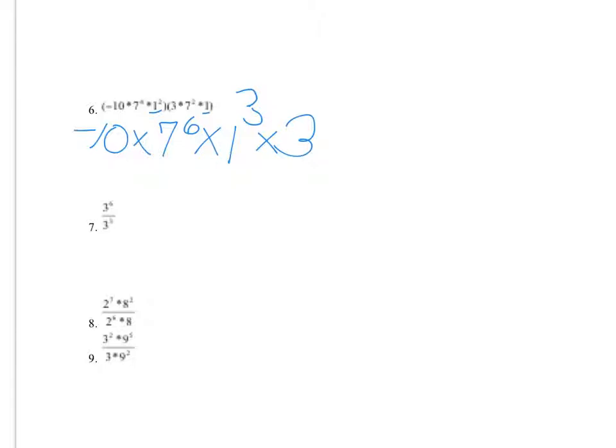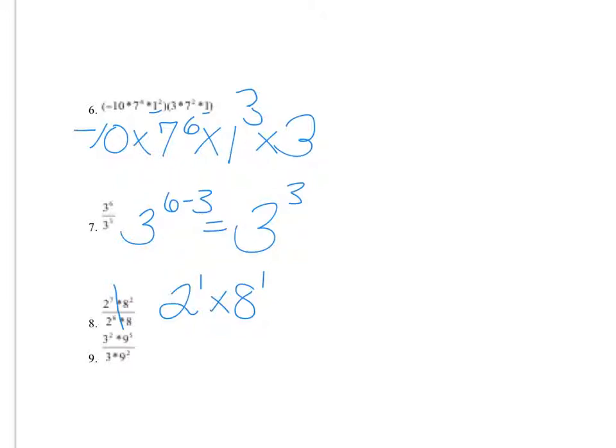7's the first time we see that fraction bar where we're going to be subtracting. So 3 to the 6 minus 3, that's 3 to the 3rd power. 8, look at 8 as 2 pieces. Do the 2 separately from the 8. 7 minus 6 is 2 to the 1st power. 8 to the 2 minus 8 is also 8 to the 1st power. Same thing on 9. Look at that as 2 separate pieces. 3 to the 1st times 9 to the 3rd power.